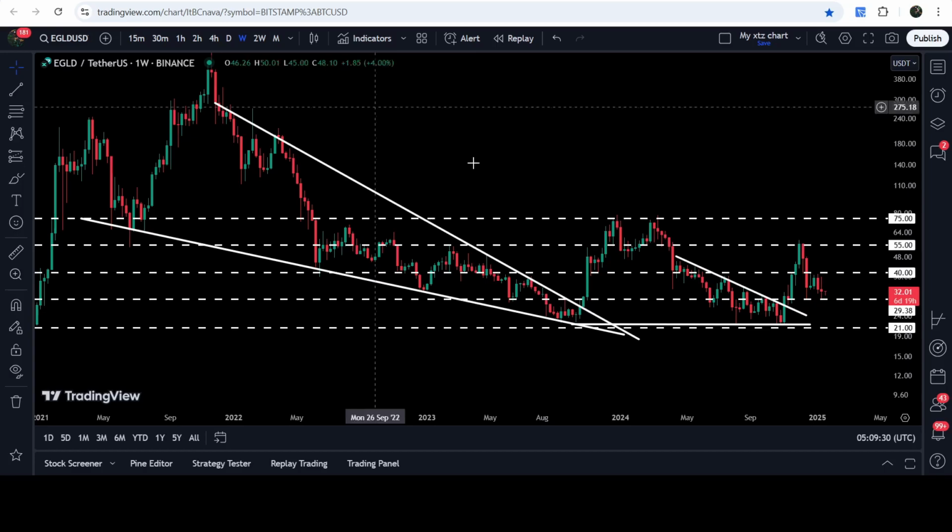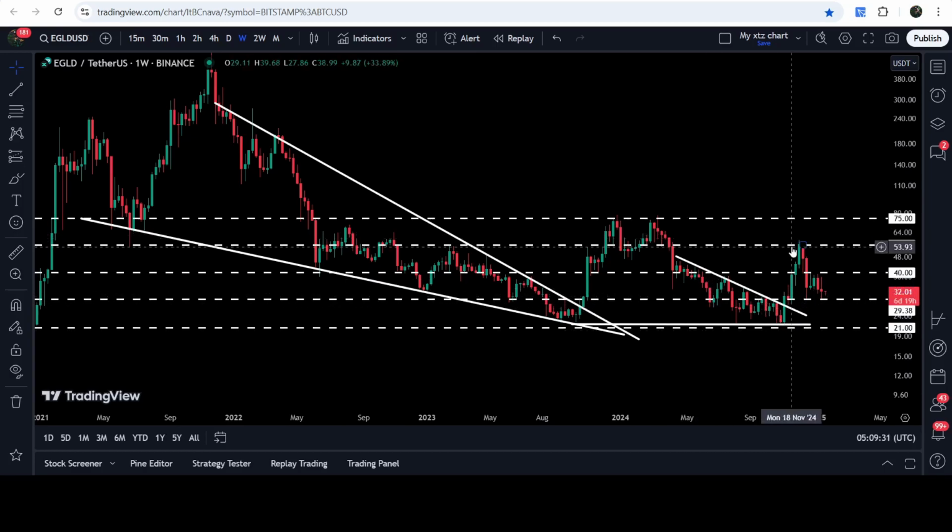On the 7-day time frame chart, recently MultiversX was rejected by this long-term resistance of $55. After the breakout from this descending triangle, you can see that we had a nice pump. The price got rejected. By the way, this $55 has previously worked as a resistance here and support here, and now again it has flipped into a resistance after this breakdown.